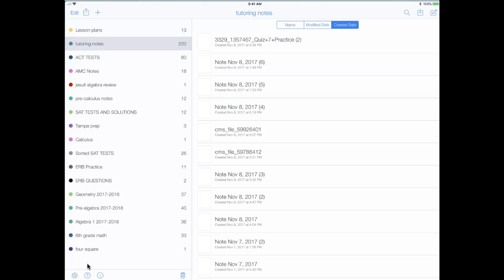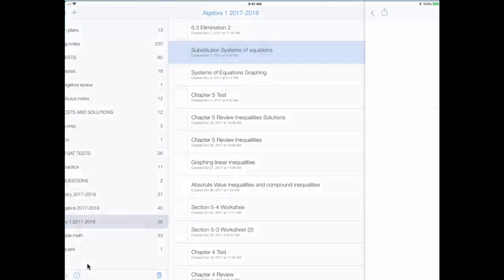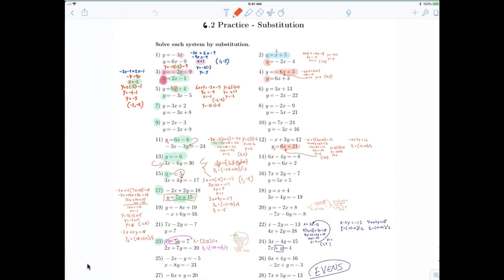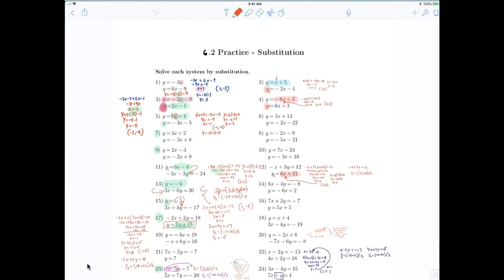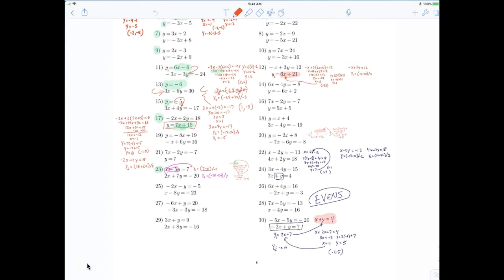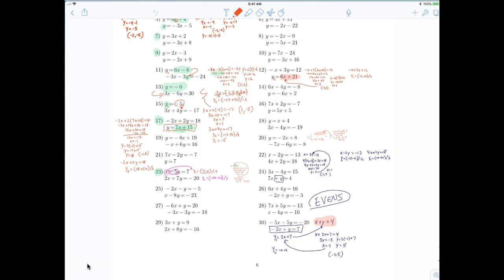All right, hold on, let me find it. Algebra 1, substitution. Now again, for those of you who can see what I did with my 7th grade class, we did the evens. So if you want, you don't have to, but they're posted. All right, let's go. Number 25.